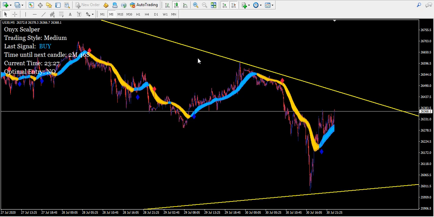All right, so I need to get trading, guys. I've got some trades running on the NAS 100 which I just want to check, and then yeah, it's going to be a good trading day.